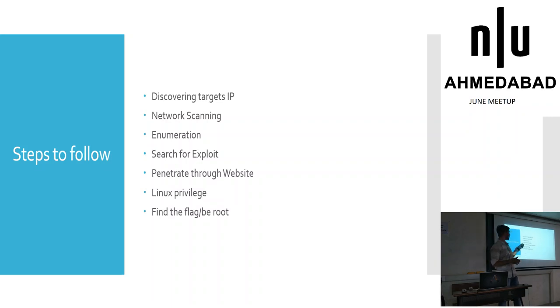The fourth point is to search for exploits, through the website if it is a website. We can try SQL injection, SQLi, XSS. Once we have penetrated into it, we are not the admin, we are not the root, we are just a normal user. So to increase privileges, we need to do Linux privilege escalation. And finally, to become root or find the flag so that we succeed.